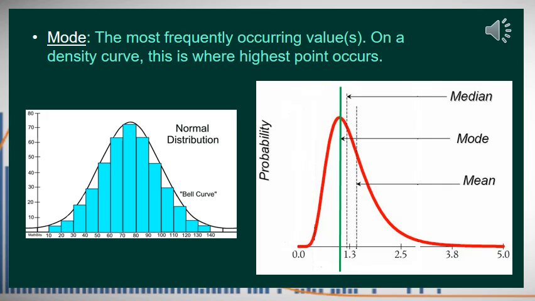The mode of a distribution is a value that occurs the most frequently. On a density curve or a histogram, it is where the highest point is. You see on the right, the green line indicates the mode. It's the highest point of the curve. In the histogram on the left, the mode is between 70 and 80. This is where the highest bar is.